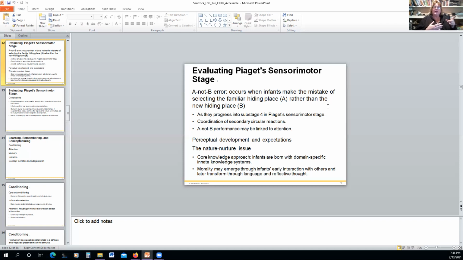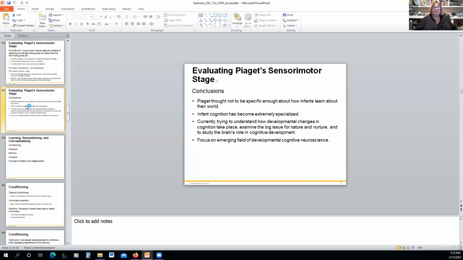But then, parents might ask if they hide something in a hand, or maybe the baby's used to it being in one spot. Do they know to look in another spot to find something? That's the A not B error. So as they progress, they will get into this idea of knowing that they can look elsewhere for things. It seems like a very small thing, but it really is developmentally a very big thing.